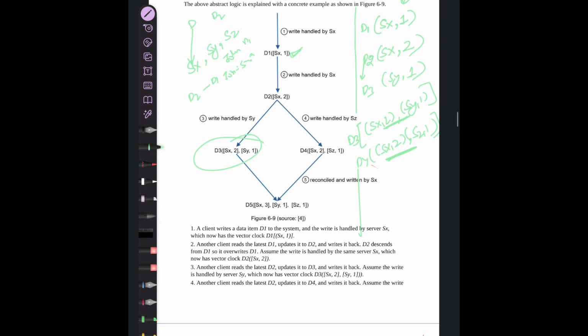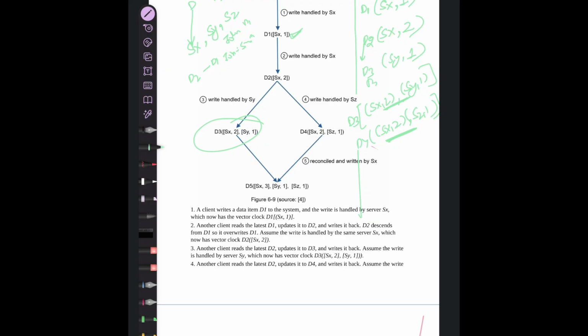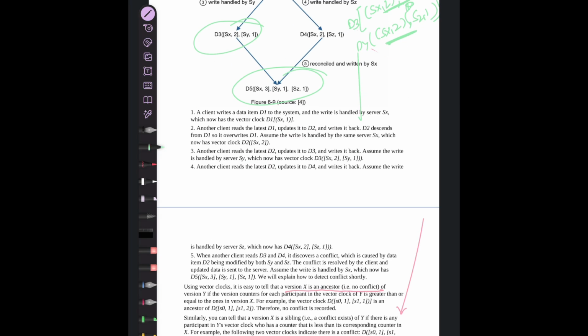He gets to know that there is a data item that is modified by both SY and SZ. He resolves the conflict and comes to the final state, because he writes to SX, so the counter of SX is updated. So when the other client reads D3 and D4, it discovers a conflict which is caused by D2 being modified by Y and Z. It is resolved since the write is handled by SX, so the state becomes this.